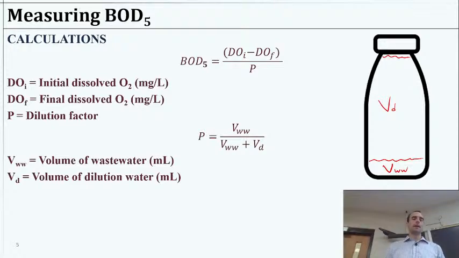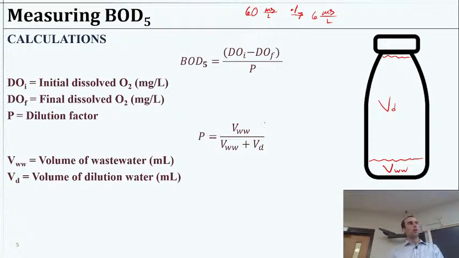So a moment ago I said if we had 60 milligrams per liter, but we diluted it by a factor of 10, if we multiply that by 0.1, that gives us 6 milligrams per liter of BOD. So in this case, our dilution factor is 0.1. So let me explain that right here. So P will be our dilution factor.